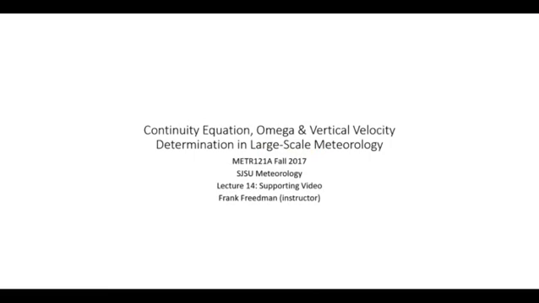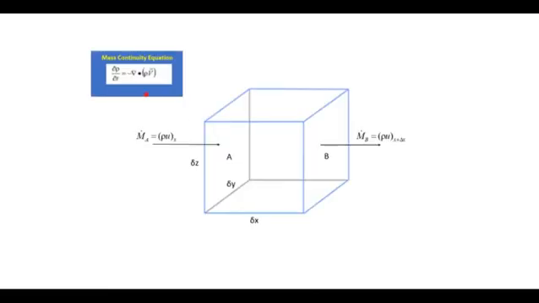Okay, so to review the continuity equation, here is the equation that we arrived at from our previous study. The rate of change of density over time is equal to minus the mass flux divergence. And so mass flux divergence is divergence of mass flux. Mass flux is density times velocity.